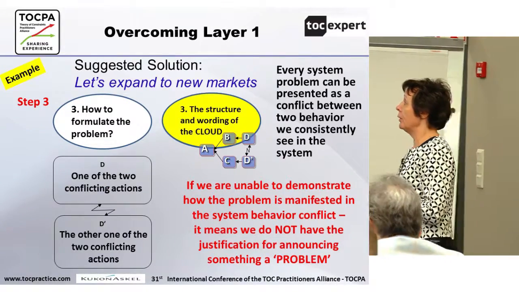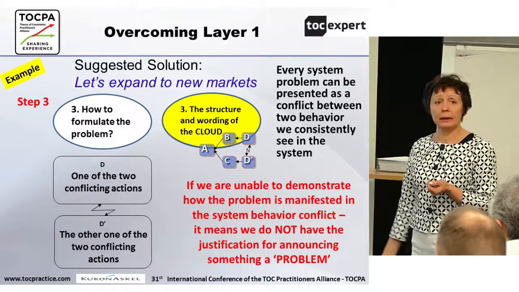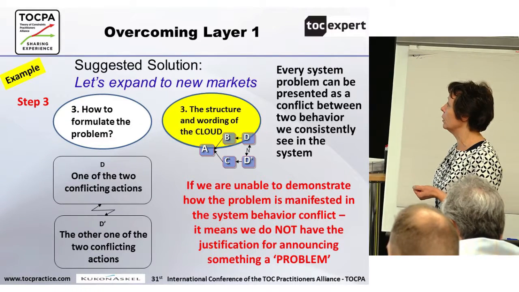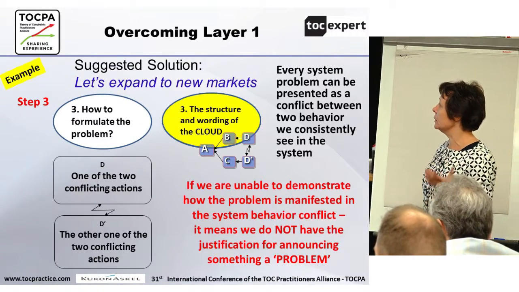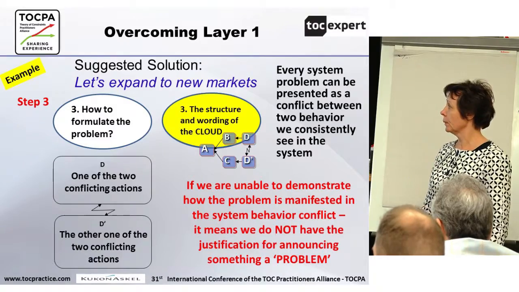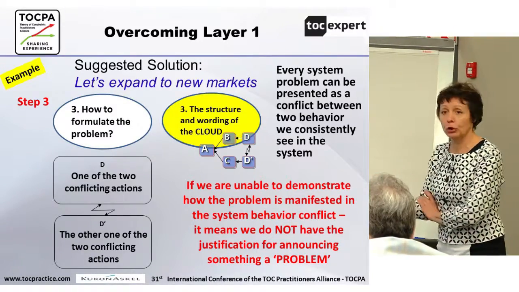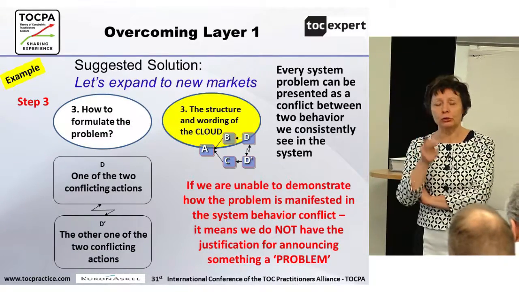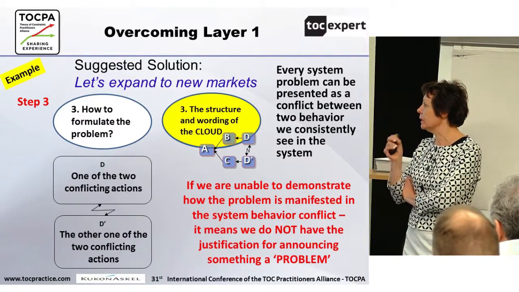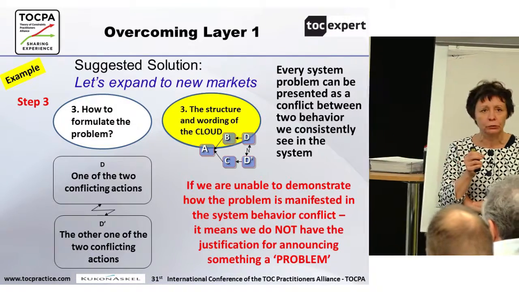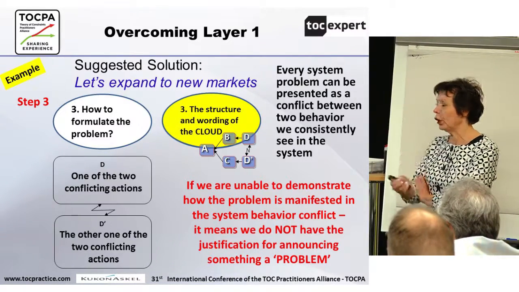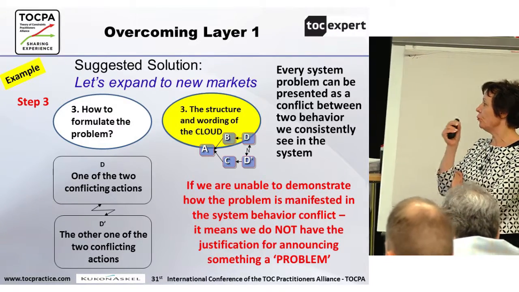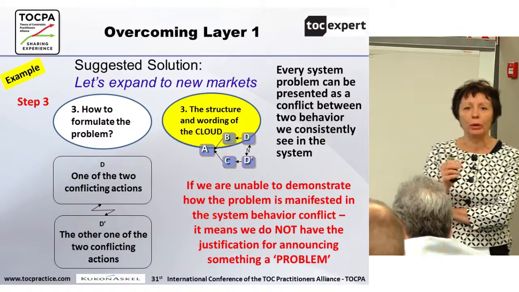Step 3, how to formulate the problem. We formulate the problem in a cloud. Every system problem can be presented as a conflict between 2 behaviors we consistently see in the system. So we should be able to formulate that. If we're unable to demonstrate how the problem is manifested in the system behavior conflict, it means we do not have the justification for announcing something a problem.